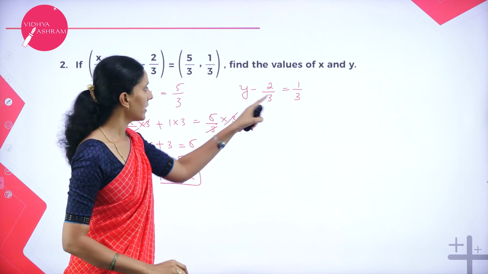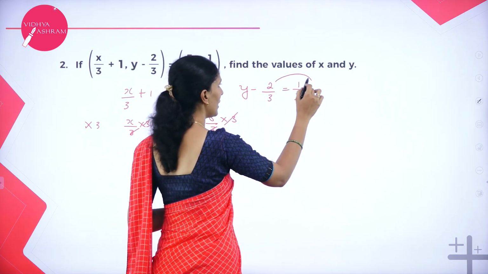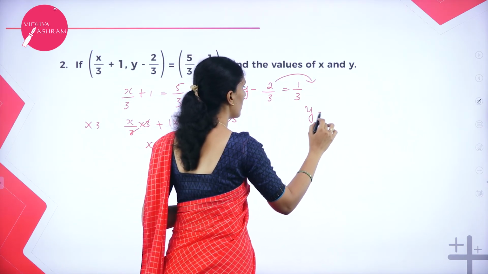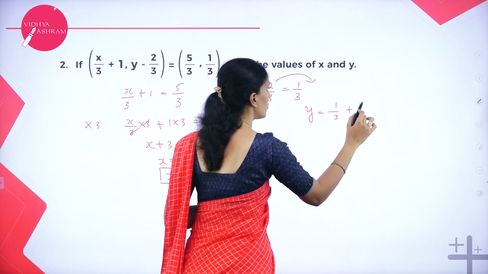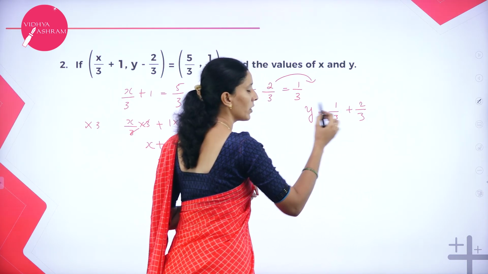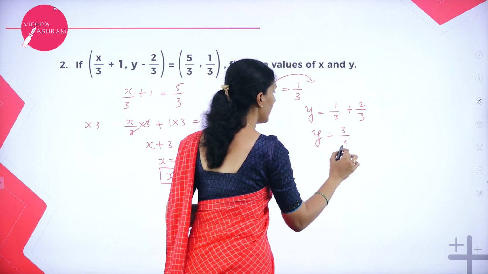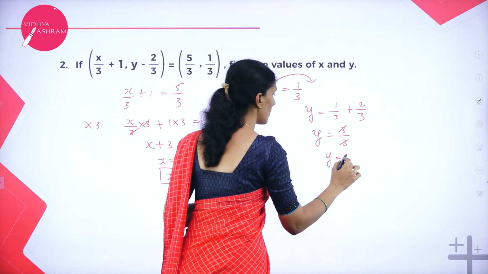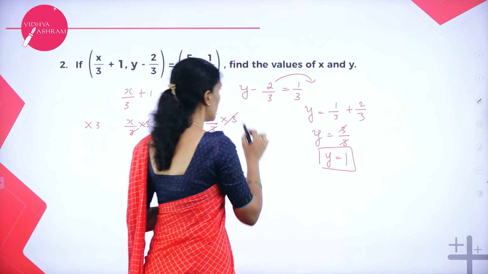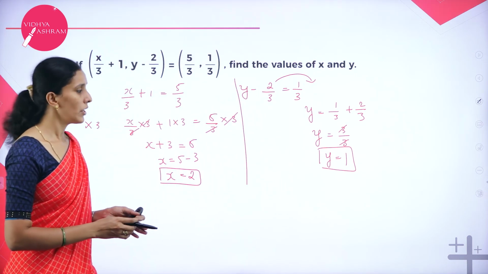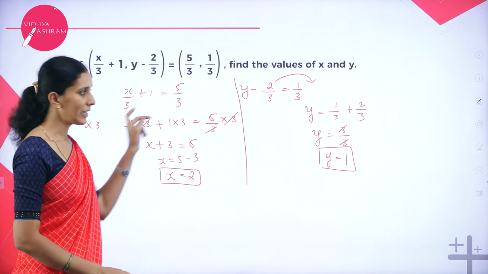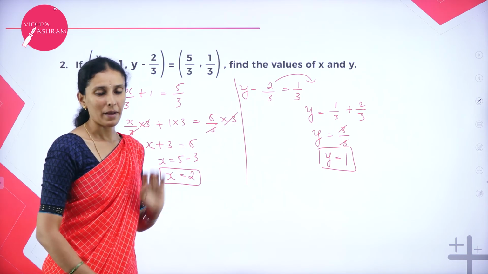Next, we have y minus 2 by 3 is equal to 1 by 3. Let me shift this 2 by 3. So it will become 1 by 3 plus 2 by 3. When you have the same denominator, you can add the numerators. So this becomes 3 by 3. It gets cancelled. Y is equal to 1. So this is how we get it. You can use the concept of multiplying by 3 here also. You will get the same answer.